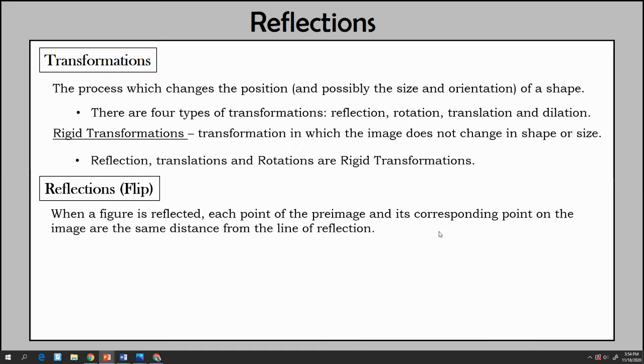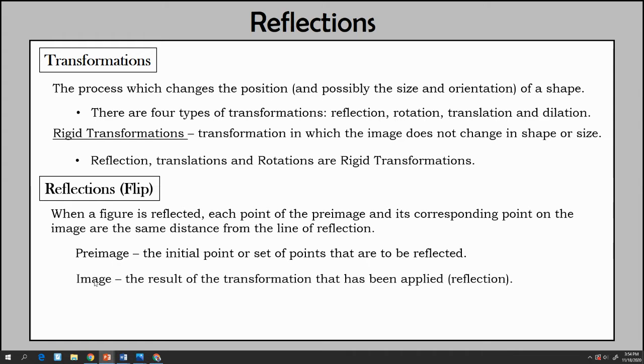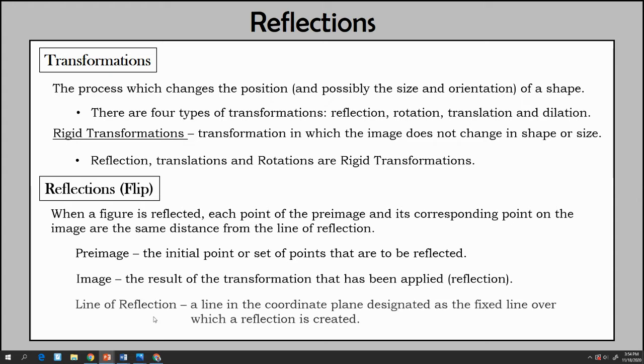Now let's add a couple things here. Number one, when they say pre-image, what are we talking about? The pre-image is the original or initial point or set of points that you're going to reflect. That's what you're given originally. The image is the result of the transformation that's been applied, and in our case, we're going to do reflections today. And then the line of reflection is the line in the coordinate plane that's designated as the fixed line over which we're going to reflect.